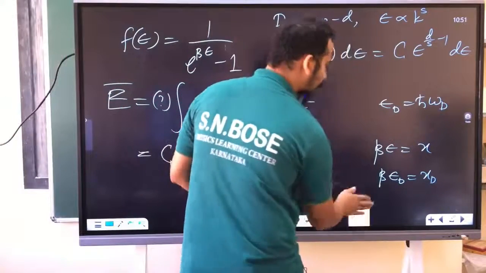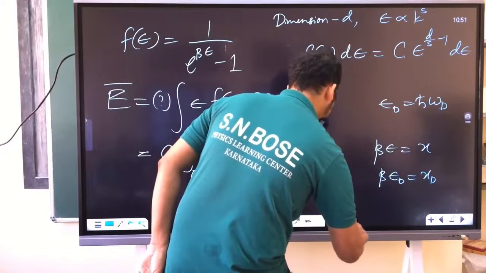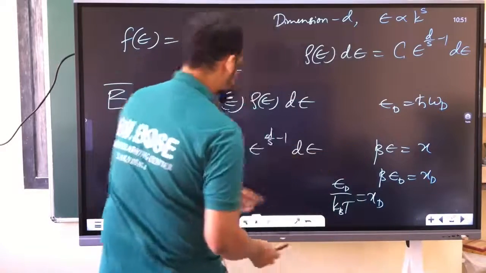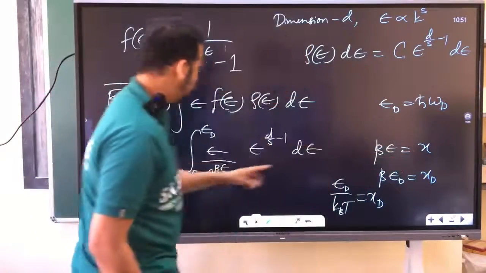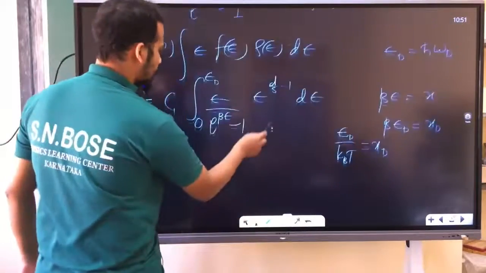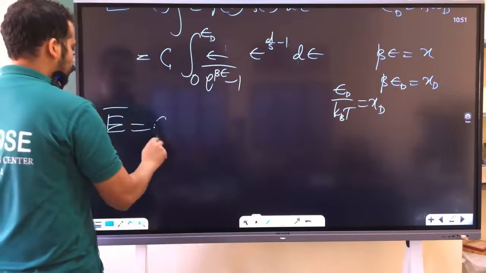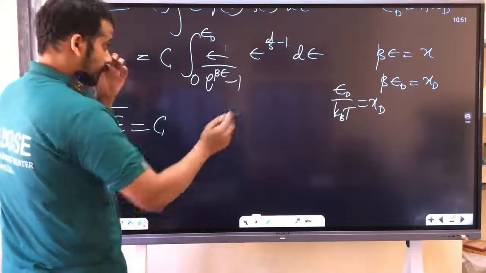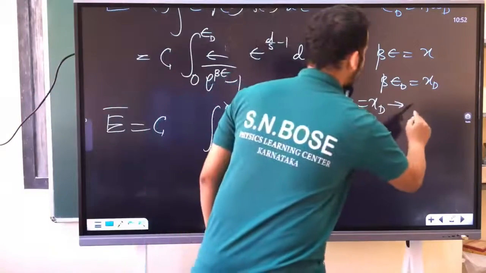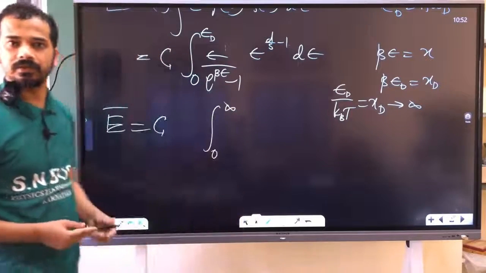You got my point? So ed, that's h bar omega d divided by kb into T at low temperature, is equal to xd. When e equals 0, x equals 0. When e equals ed, x equals xd. But xd is very large. That's how we argue, and we do the theory like this. Average energy is equal to a constant, because we substitute that one and write 0 to infinity. We say this xd is very, very high at low temperature. Got my point?